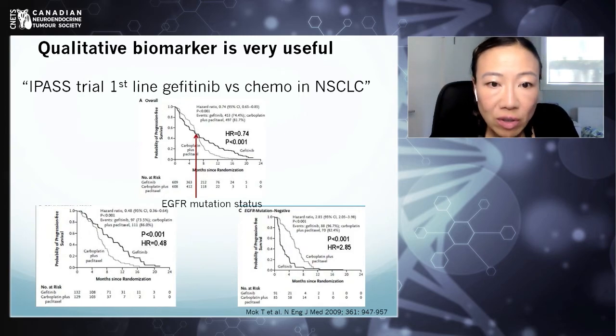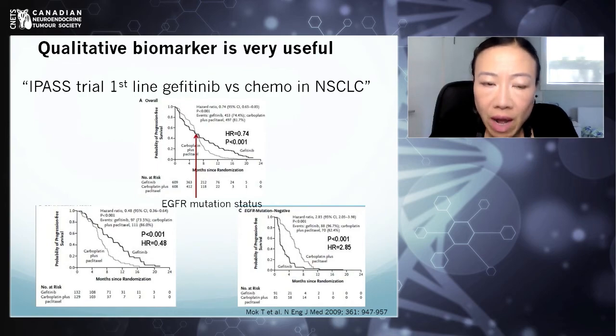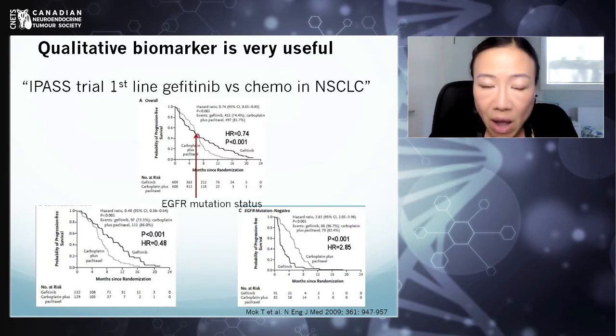However, when the patients do not have this biomarker, the EGFR mutation, so they're biomarker-negative patients, they conversely benefit from chemotherapy better than the targeted treatment gefitinib. So this biomarker is very helpful and indicates which patient should receive which treatment. This is an example of a qualitative predictive biomarker.